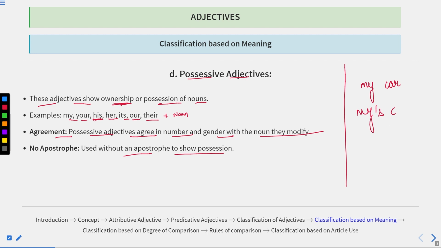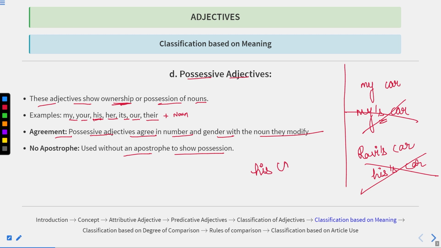Whenever I need a possession with a noun, I will use the apostrophe. For example, Ravi's car. But if I say his apostrophe s car, that will be incorrect. Why so? Because his is already a possession. His already shows the possession. If I make it double possessive, that is not useful, that does not matter at all, or you can say that does not make any sense.